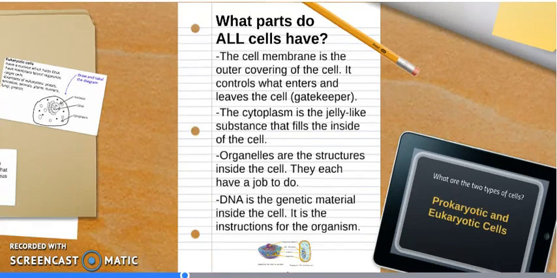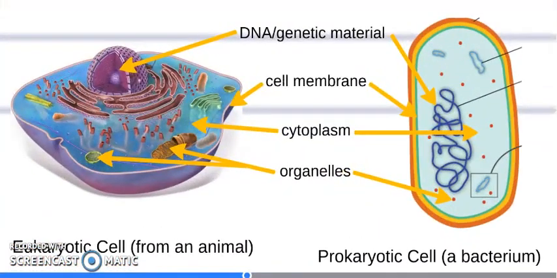And here's what that looks like. So as you can see, on the left is a eukaryotic cell. It would be a very typical representation of an animal cell. And then on the right would be a prokaryotic cell, which would basically be a bacteria cell. As you can see, they look very different, but they have similar features.